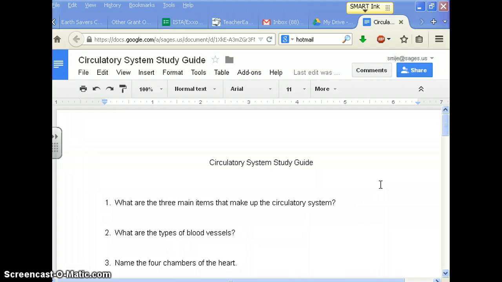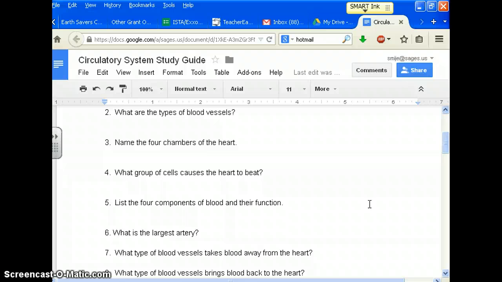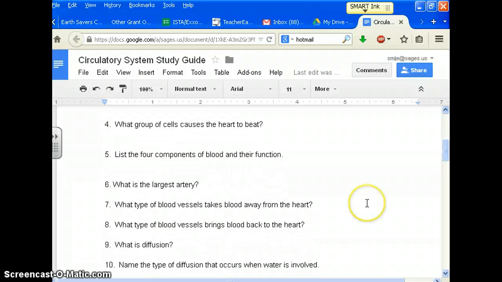The types of blood vessels are arteries, veins, and capillaries. Now there are others, but those are the ones we're focusing on. The four chambers of the heart are the left and right atrium and the left and right ventricles. The group of cells that causes the heart to beat is the pacemaker. The four components of blood are red blood cells, white blood cells, plasma, and platelets.